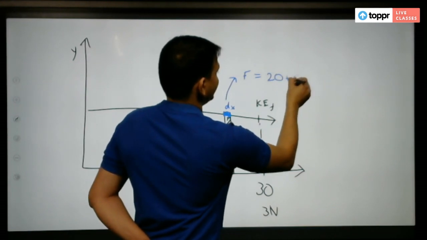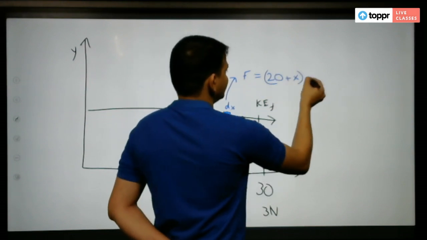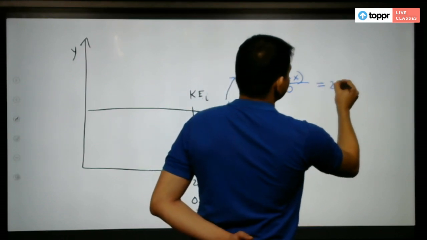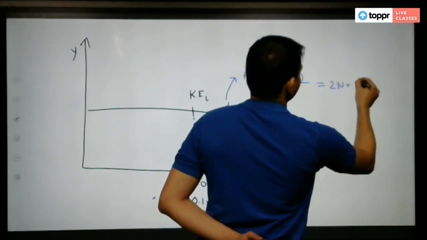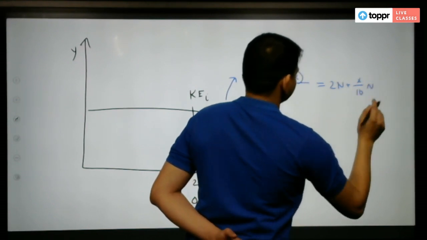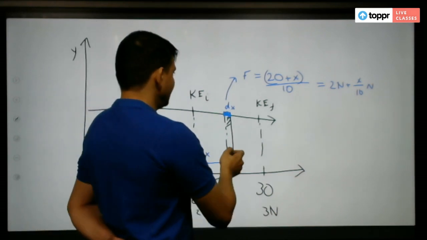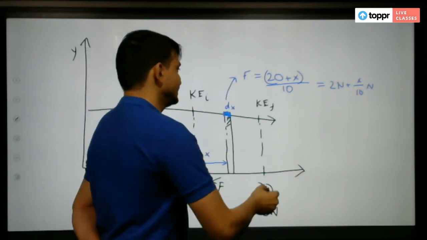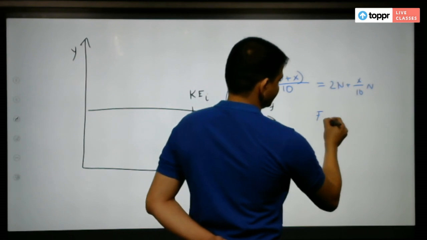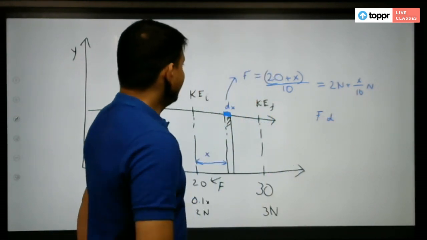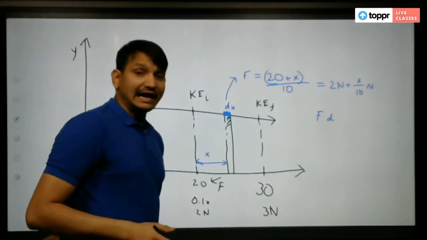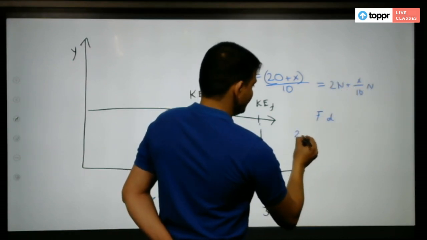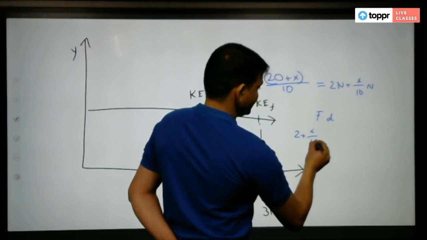So (20 plus x) into 0.1, we could simply say that divides by 10, right? 2 Newton plus x by 10 Newton. And we know that here we'll be getting 3 Newton. So the work done is force times displacement. If in this distance dx the work done by that force would be force times dx, that is (2 plus x by 10) into dx.